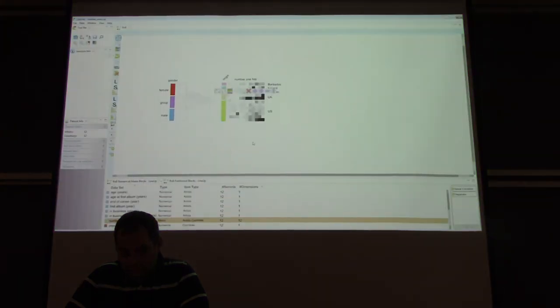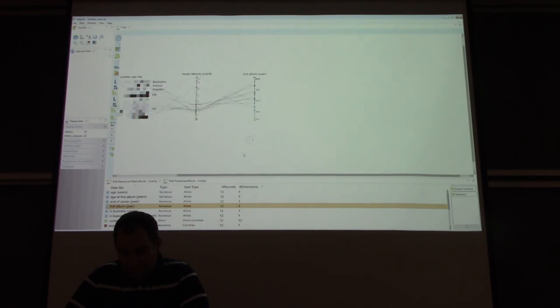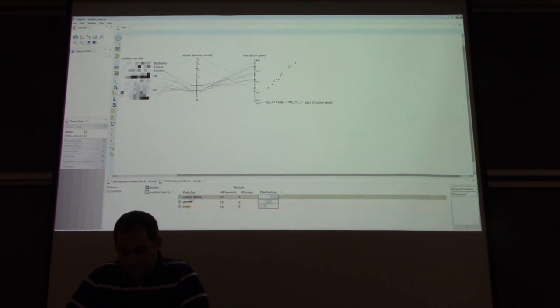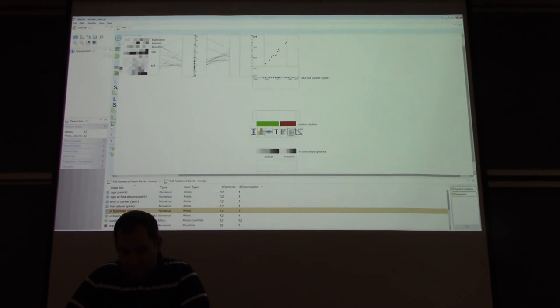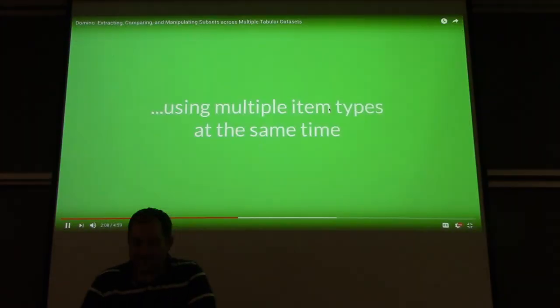Blocks can be added. Visualization types can be switched. Blocks can be transposed. Sorted. And enhanced with labels. Okay, so you can see that this was a fun project to work on.